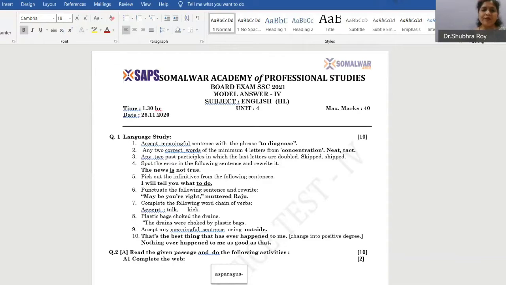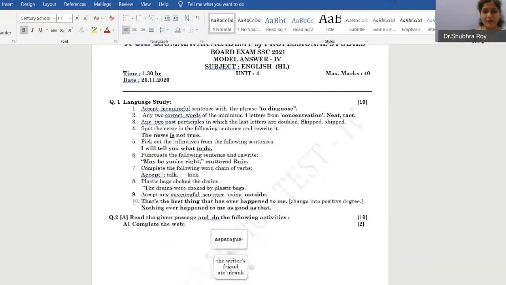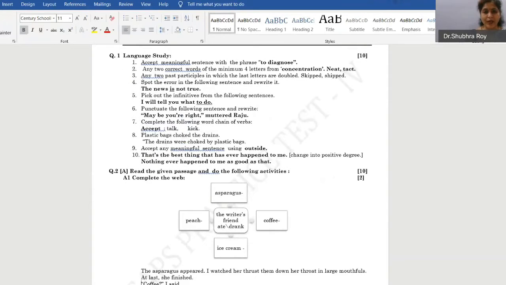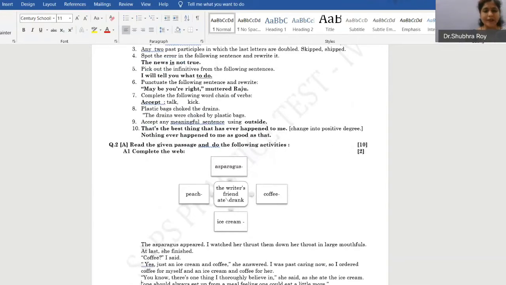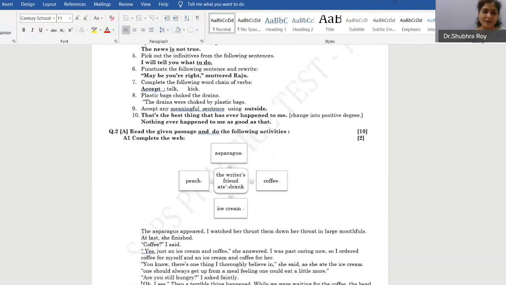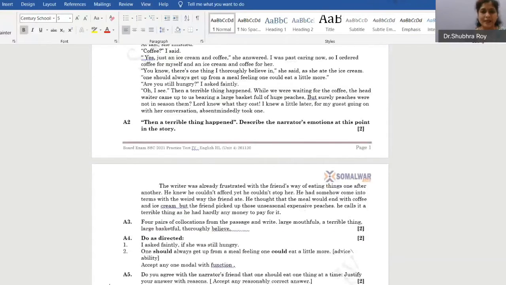Read the given passage and do the following activities. First is to complete the web activity. Let's see the answers. The web had four blank options, and in the center it was written: the writer's friend ate and drank. That was very simple because the whole passage gave you certain things you can write. There was asparagus, coffee, peach, ice cream. If you write these four things, you get the answer correct.